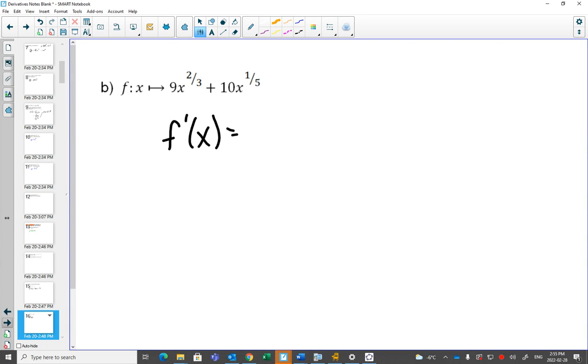I would bring the 2/3 out in front. 9 times 2/3 is 6. Subtract 1 from your exponent. Plus, bring the 1/5 out in front. 10 times 1/5 is 2. Subtract 1 from the exponent. -4/5. So again, what's the hard part here is subtracting 1, right? And multiplying by fractions. Is it wrong if you first did 9/1 times 2/3 and wrote 18/3? No, it is not wrong.